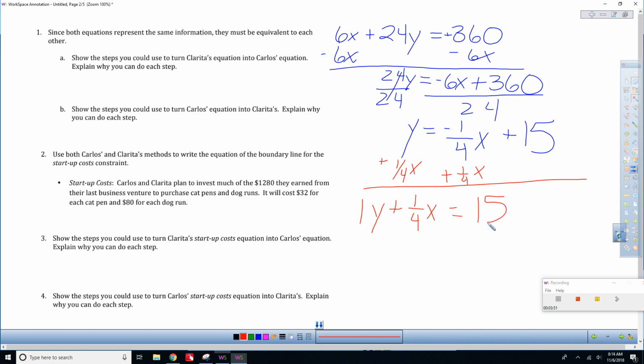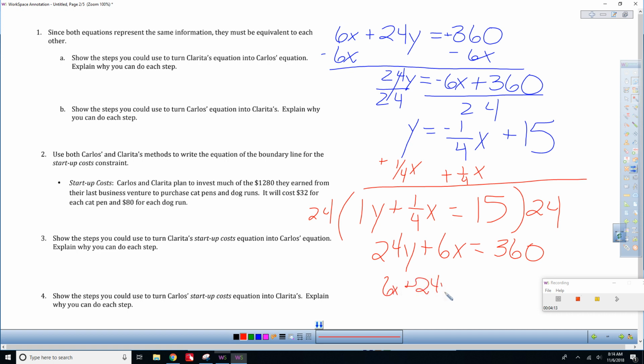Well, over here, we want to have a 360. So I'm going to multiply both sides by 24. Why did I choose 24? Because I think that's going to give me 24y plus 6x equals 360. Or what we really had, we can switch the order, 6x plus 24y equals 360. Okay? So that's the answer to number 1.